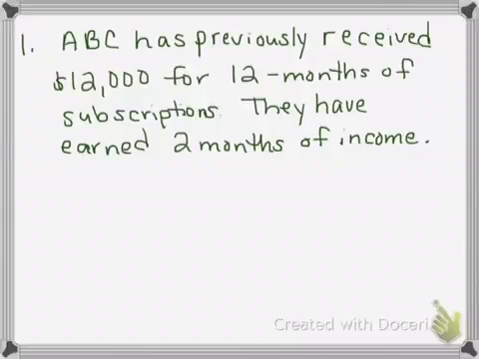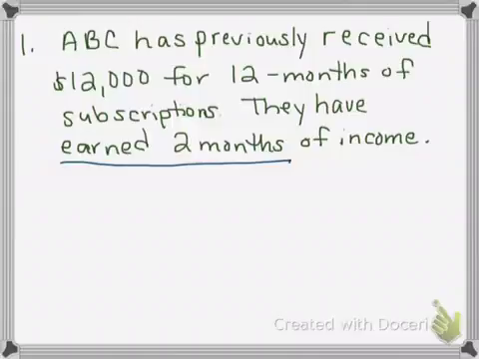The first problem that you see is ABC has previously received $12,000 for 12 months of subscriptions. They have earned 2 months of income. The biggie here is that they have earned 2 months. So the first thing we need to know is how much is 1 month? And the way, $1,000, right.